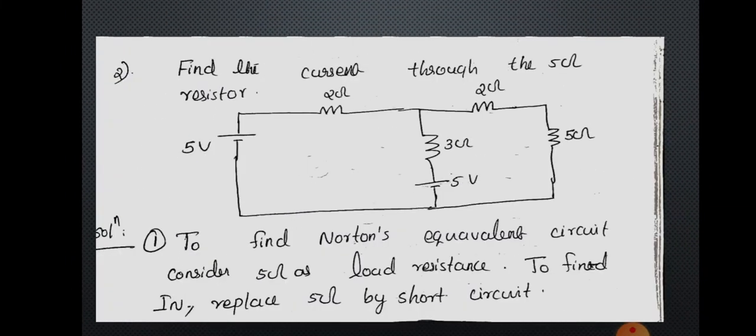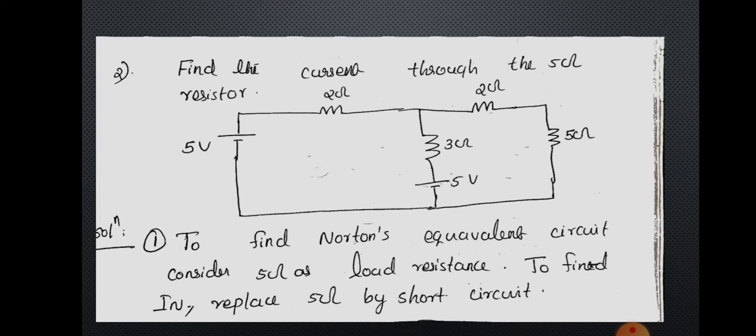Okay. So next we can do another problem. Find the current through the 5 ohm resistor. Here the circuit diagram contains a 5 ohm resistor at the right hand portion, and the voltage sources are 5 volt sources in 2 branches, and the resistances are 2 ohm, 3 ohm and 2 ohm. So by using Norton's theorem we can find out the current through the 5 ohm resistance. And for that we have to find Norton's equivalent circuit.